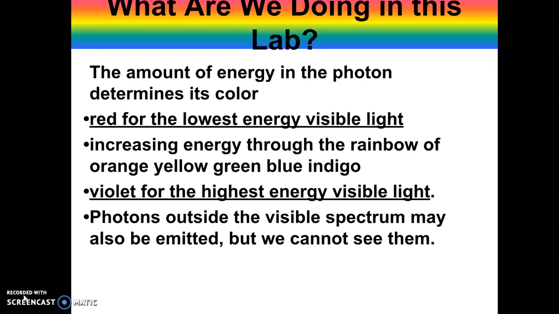Red is going to be the lowest amount of energy, violet being the highest amount of energy, and that energy just increases through the rainbow. So red all the way up to blue, indigo, violet, our energy is increasing. There are photons that are emitted that are higher and lower than those wavelengths and frequencies, but we can't see them with our eyes. We can only see that visible spectrum, red to violet.